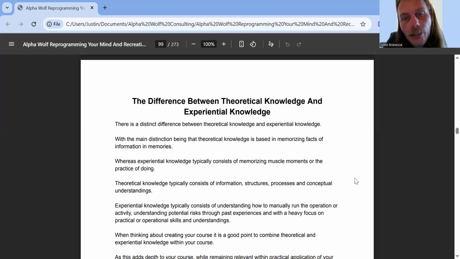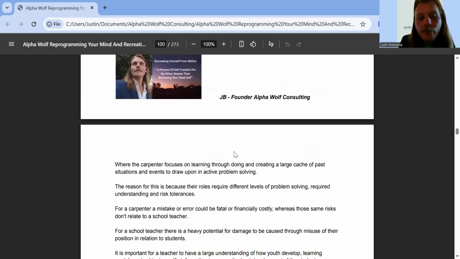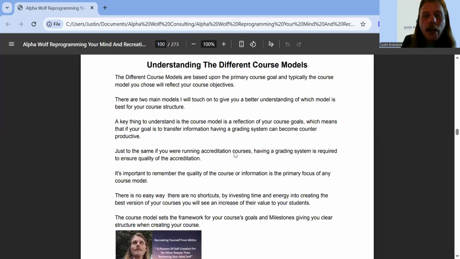So just understanding the difference between theoretical and experiential knowledge allows us to elevate the way in which the knowledge we present is consumed by potential buyers or potential students or the intended person. Do you sort of get it? We then cover in this course understanding different course models.